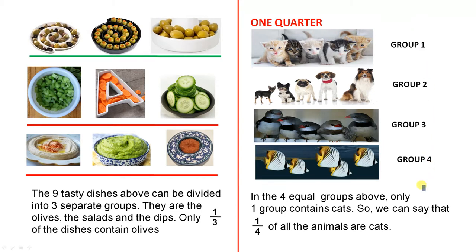In the 4 equal groups above, only one group contains cats. So the groups are equal because each of them has 5 animals. Okay? Group 1, Group 2, Group 3, Group 4. They are equal because each of them has 5 animals. So we can say that 1/4 of all the animals are cats, because only one group of the 4 contains cats. And there it is there.